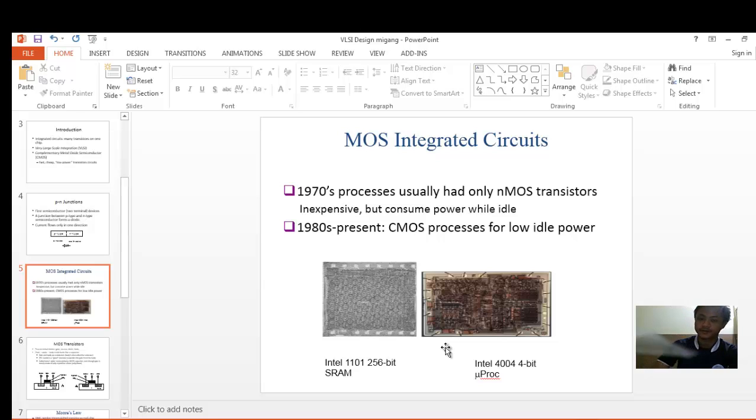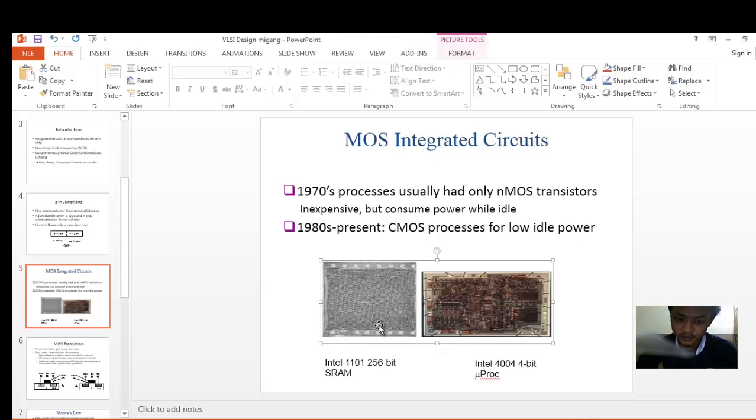MOS integrated circuits. In the 1970s, processors usually had only NMOS transistors. They were inexpensive but consumed power while idle. After that, from the 1980s till date, CMOS processors for low idle power. As you can see here in this figure, it is an Intel 1101 256-bit SRAM, and here this circuit represents the Intel 4004 4-bit microprocessor.